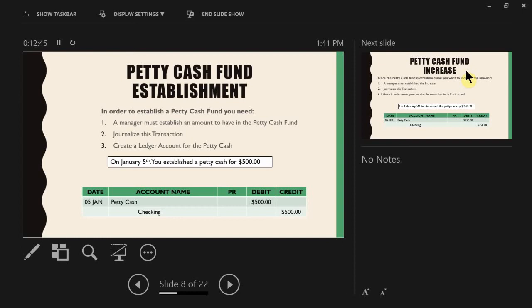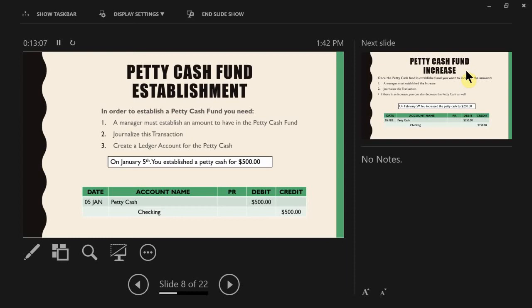And here, this is how we journalize it. We're going to increase our petty cash fund, right? So what is a petty cash fund? It's another form of a current asset, right? It's money that's readily available, but it's just in a lockbox. So here, I'm going to debit my petty cash, and I'm going to credit my checking.